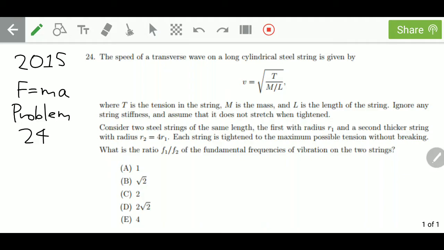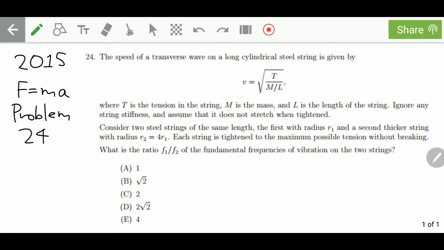Hello. In this video, I'm going to explain problem 24 from the 2015 F equals ma contest. We are given the formula for the speed of a transverse wave on a long cylindrical steel string. This is a formula in general where the speed of a wave is equal to the square root of T over mu, where mu is the mass per length density, and that's exactly what we're given here. But since they've given it to us, we don't need to memorize that.